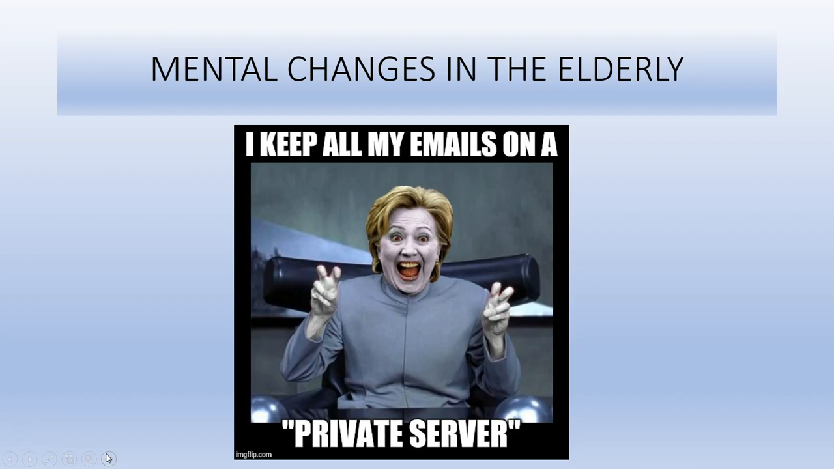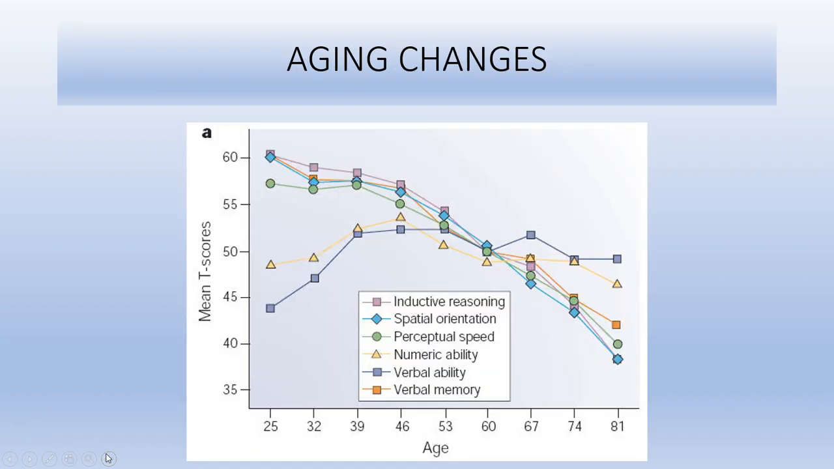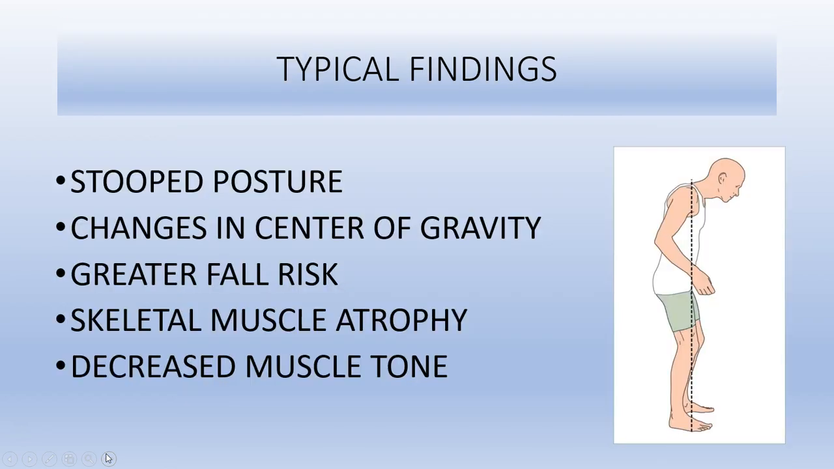There are also mental changes that occur as we get older, and we know that cognitive function and other mental functions such as inductive reasoning, spatial orientation, perception, our verbal abilities, our memory all decline with aging. And again, this is going to influence our gait, our ability to stand and walk.